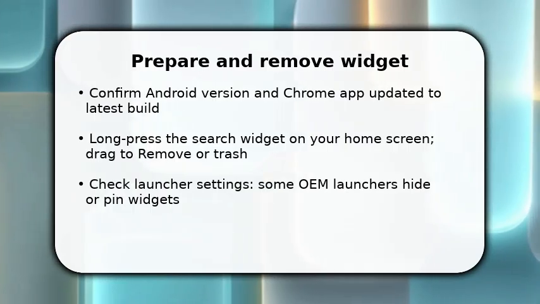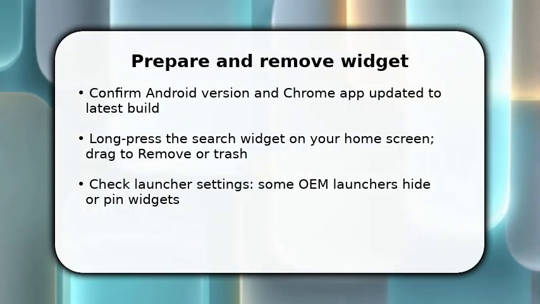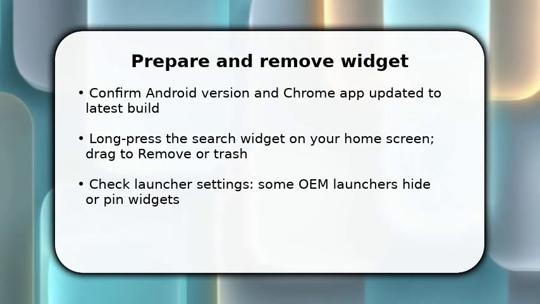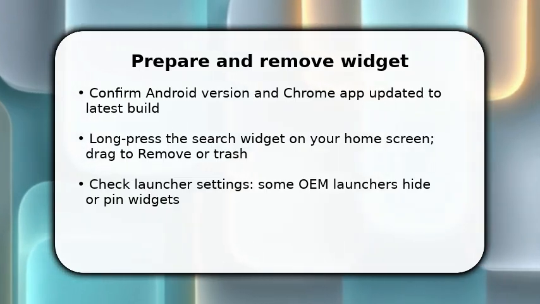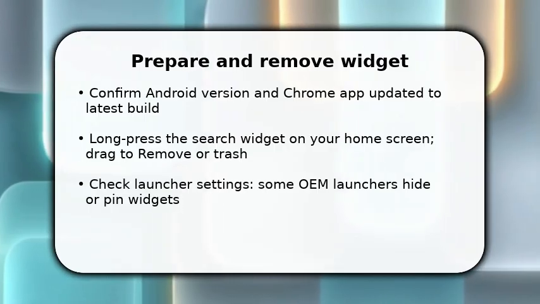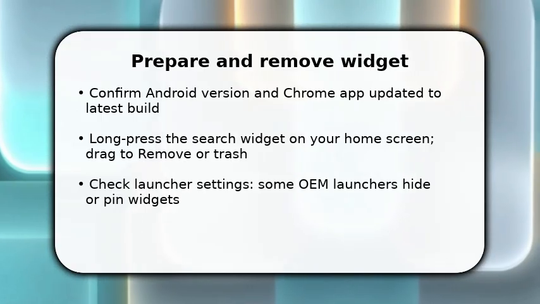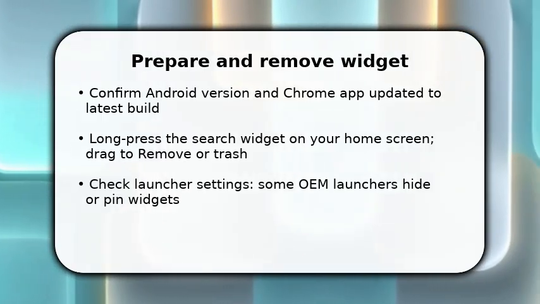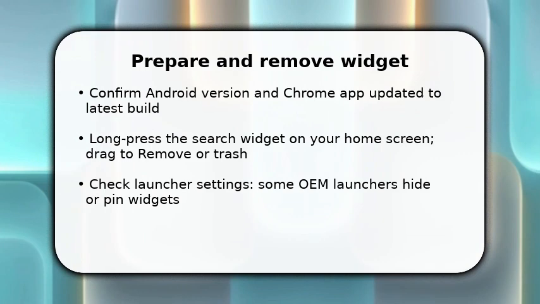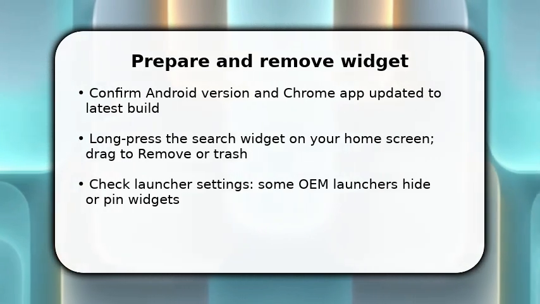Long press the search bar at the top of your home screen, then drag it to remove or tap Uninstall Widget. Once done, open your launcher settings to confirm widgets aren't re-added automatically. You're done with the visible home screen bar. Next, we'll handle the in-app address bar options and alternatives for a true Chrome-free view.